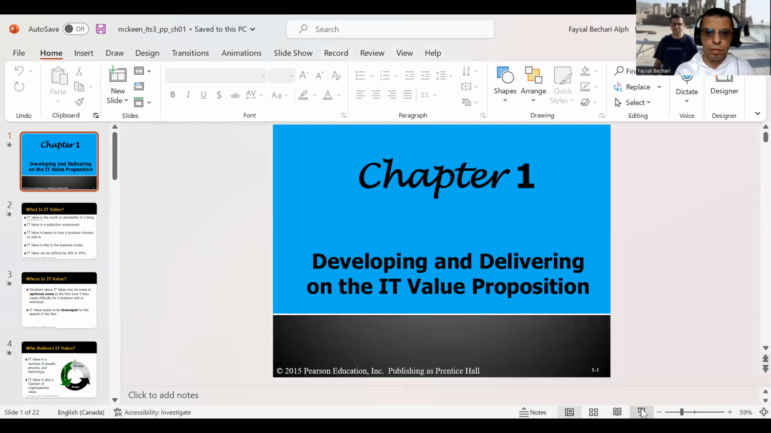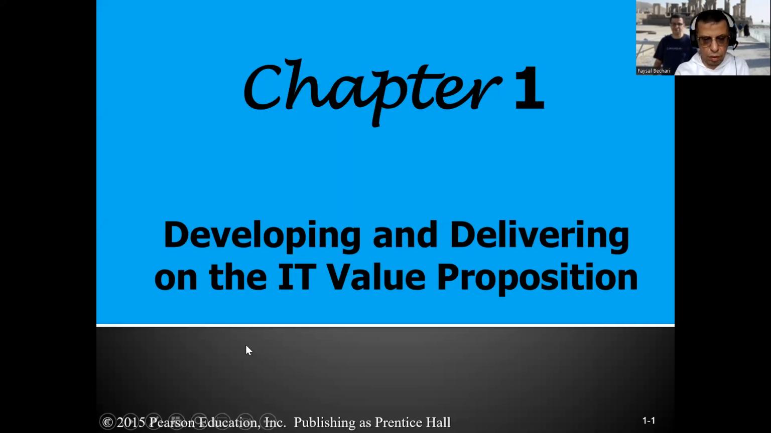This is the second half of the class, which is coming from the book Key Values. Here we're going to talk about developing and delivering on the IT value proposition. As we know, you have to keep one concept in mind. That's really what we do: we pay dollars, we get value. And the dollars could be resources. So value is very important, and we have to take a look at it.